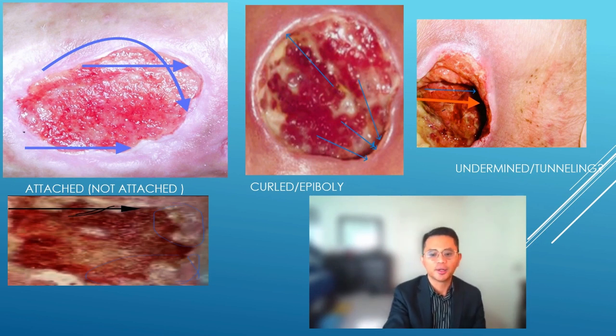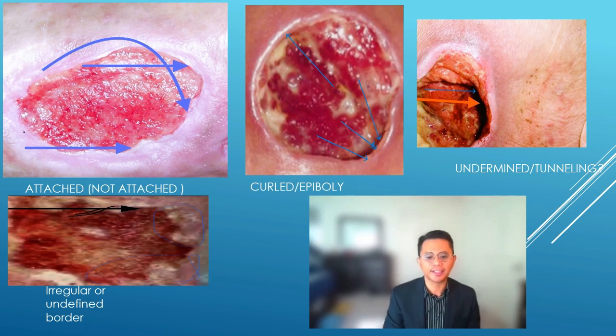Remember, ladies and gentlemen, that a tunnel would usually cause abscess formation. It's associated with abscess formation, so you have to make sure that you manage the tunnel. The edges of this one are called irregular or undefined border. Earlier, I was telling you that if you look at the edges of the wound, it will tell you a lot of information.